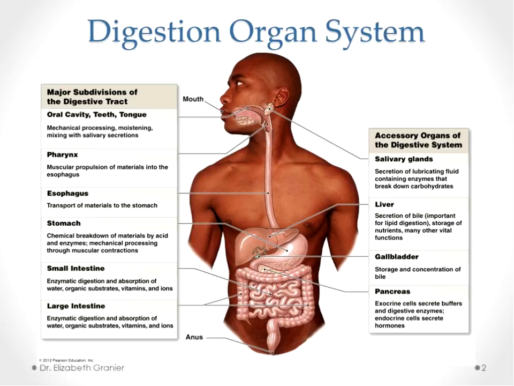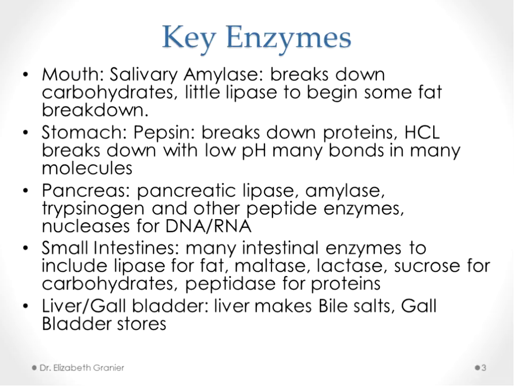A big long tube, mouth to anus. Accessories are salivary glands, the liver, gallbladder to store the bile made in the liver, and the pancreas, which makes hormones but makes a lot of secretions that are important in carbohydrate breakdown, protein breakdown, and fat breakdown. Okay? So this is just to reiterate some of the things I mentioned.